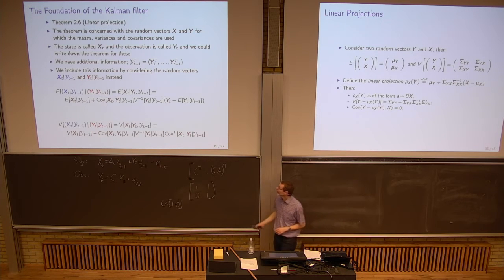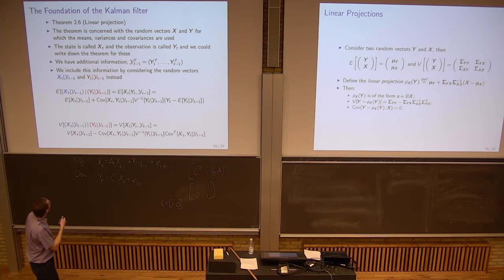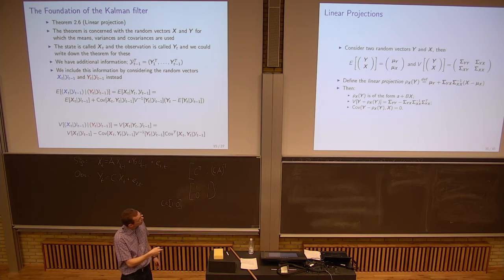And then from the linear projection theorem that we have right there, the expectation of x given y, as we have it there, is equal to mu x, that's the expectation of x given all the previous y's, plus the covariance of x comma y given all the previous y's, and then the inverse of the variance of y given all the previous y's, and then finally y minus the prediction of y here.